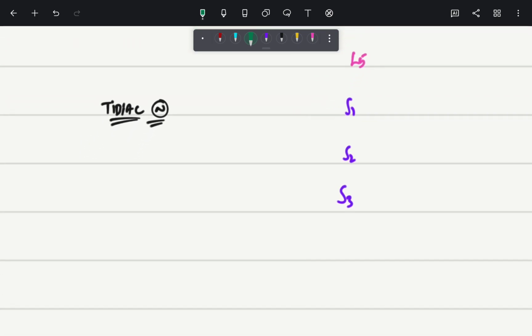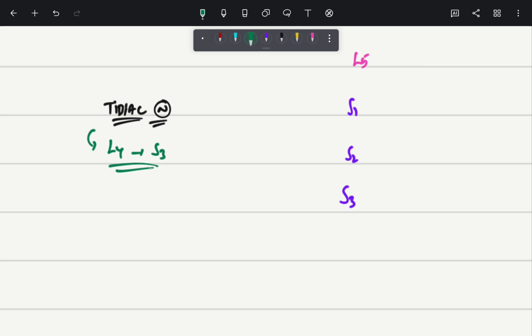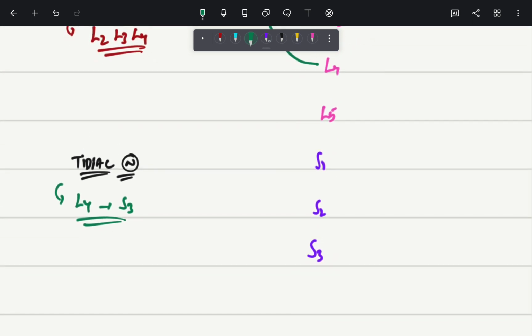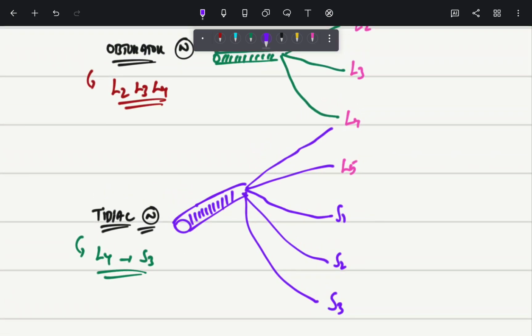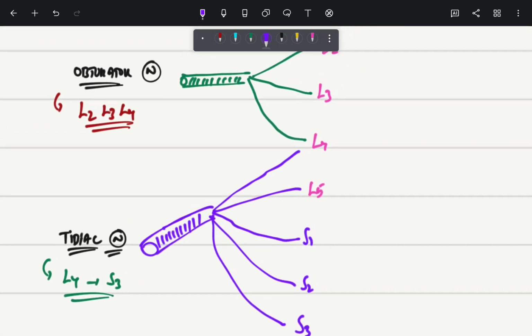And similarly the tibial nerve is derived from your L4 to S3. So once again here L4, L5, S1, S2 and S3 will fuse together and form your tibial nerve. So what are the two nerves which are derived from the anterior division of your lumbar plexus? The obturator nerve and the tibial.